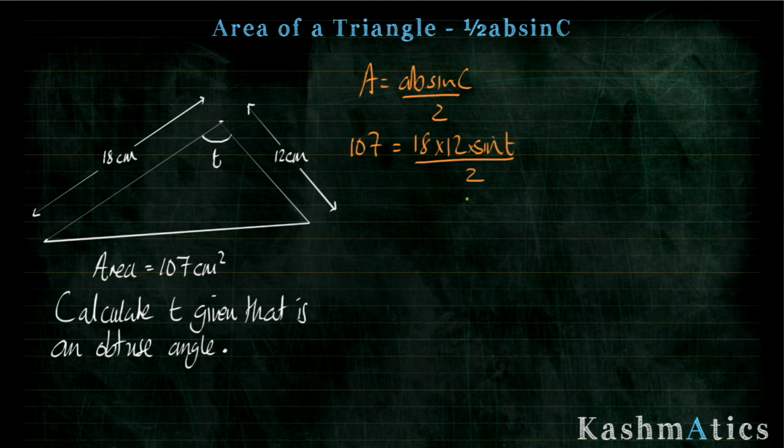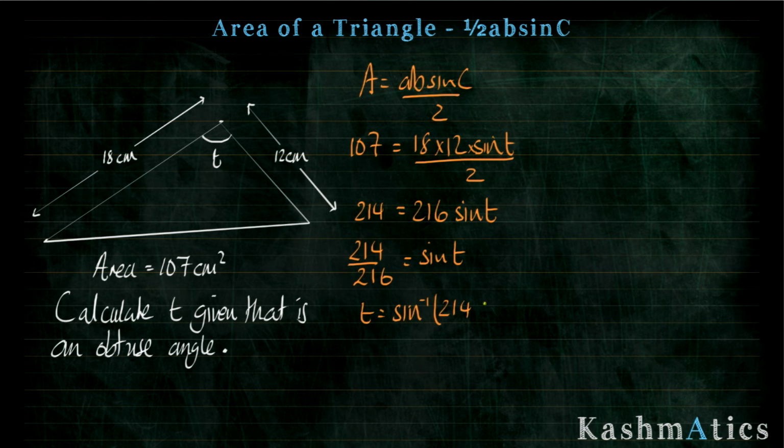Now I want to get rid of this 2 from this side, so just like before, I'm going to multiply the other side by 2. So I get 214 equals 18 times 12, which is 216 sine T. And at this stage here, I would divide by 216. So 214 over 216 equals sine T. And to work out T, I need to do the inverse sine of this fraction. Okay, so 214 divided by 216. Now if I do that, the answer I end up with is 82.2 degrees. And as we can see, that is not an obtuse angle, that's actually acute.